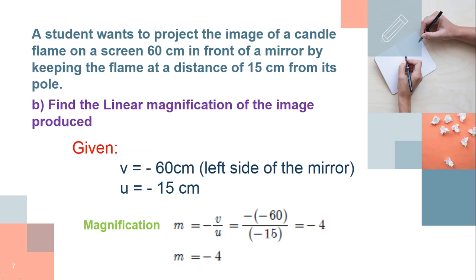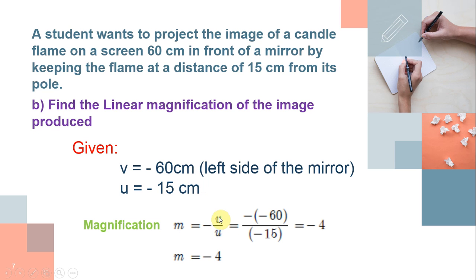And second one, find the linear magnification of the image produced. From this problem, V is equal to minus 60 centimeter. Here minus indicates left side of the mirror, and the distance of the object is 15 centimeter. So U is equal to minus 15, here also we take minus because the object is also on the left side of the mirror. Now we find the magnification. So the magnification formula is M is equal to minus V by U.